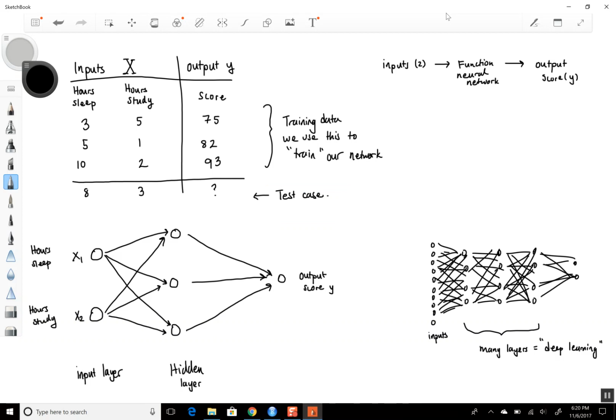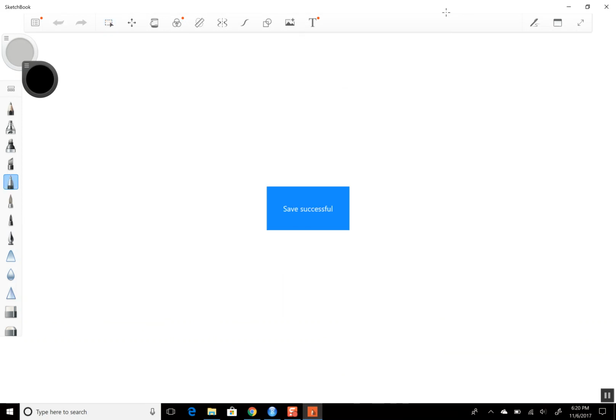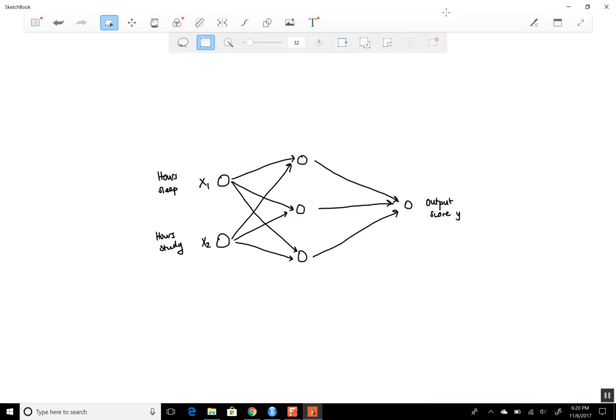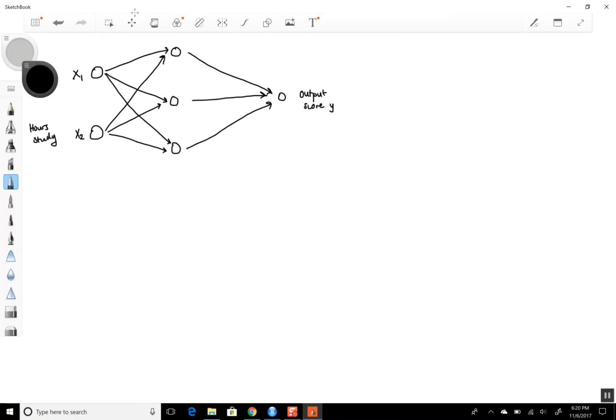Okay, so we have a little bit of notational stuff. We have the input layer, which will be X. So our input layer is going to be our matrix X. So keep in mind, X is a matrix.